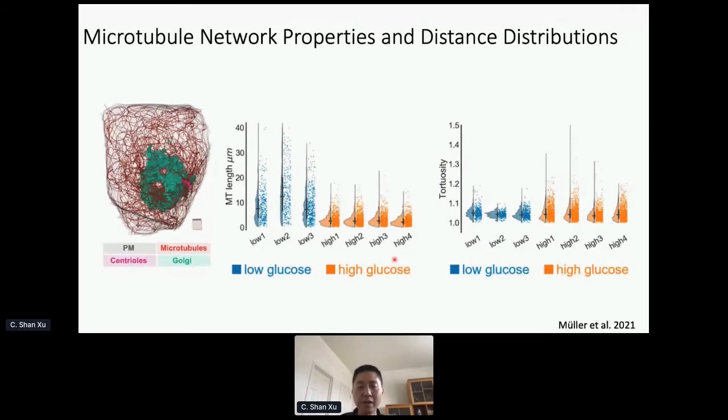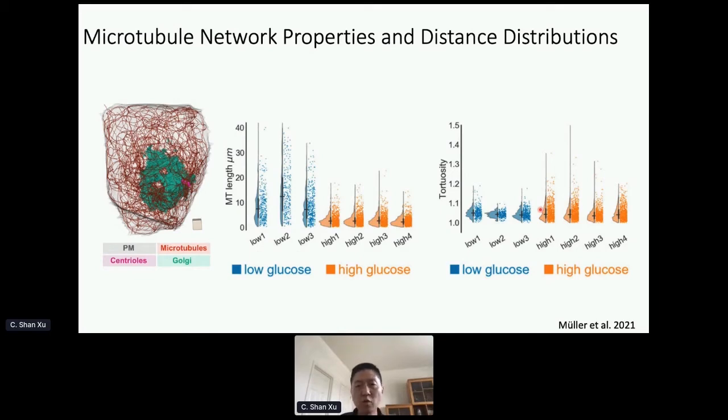With the segmentation done, Andreas performed a series of comprehensive and quantitative spatial analyses of all these cells. Here is just one of the analyses as an example. It's the microtubule length and curvature comparison between the 2 conditions, low glucose and high glucose. As you can see, when the glucose concentration goes up, the microtubule length substantially decreases, but the curvature still maintains the same.